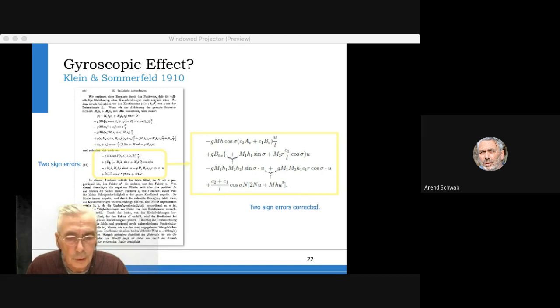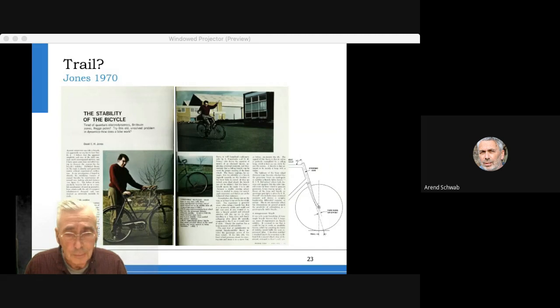And if you then correct for those 2 sign errors, it's not so obvious anymore that if you kill the gyroscopic effect, the thing will always be unstable. So that is one of the explanations debunked, actually. Then the other one, about the trail being a necessary item, a positive trail being necessary for self-stability.